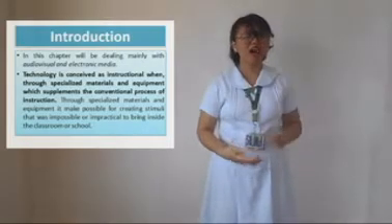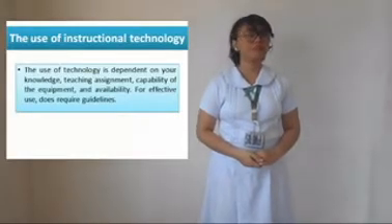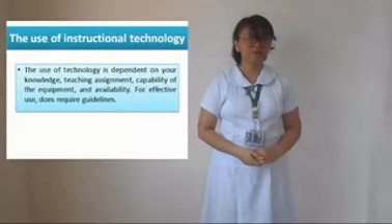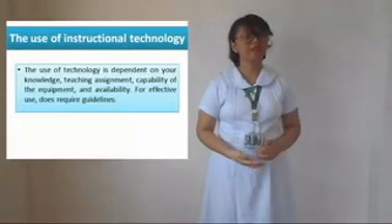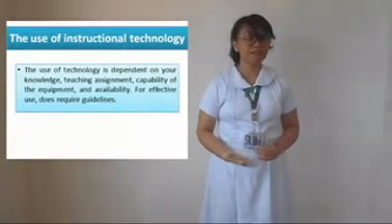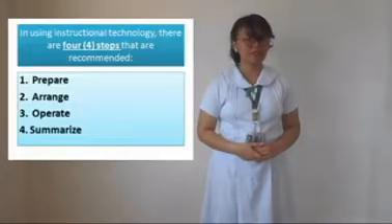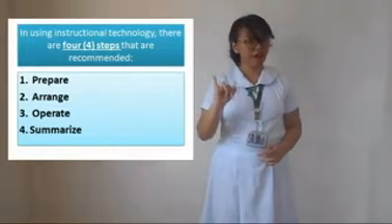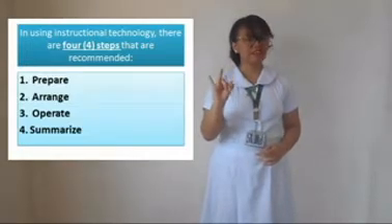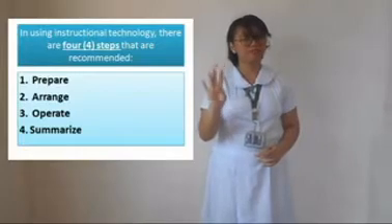museum or a plaza. So, the use of instructional technology is dependent on your knowledge, teaching assignment, capability of the equipment, and availability. And of course, for effective use, it does require guidelines. In using instructional technology, we have here 4 steps that are recommended. Number 1, prepare. Number 2, arrange. Number 3, operate. And number 4, summarize.